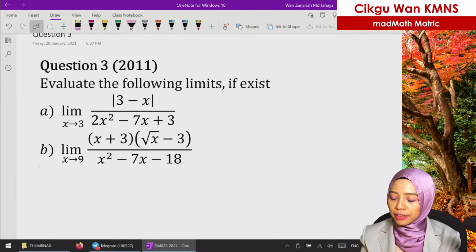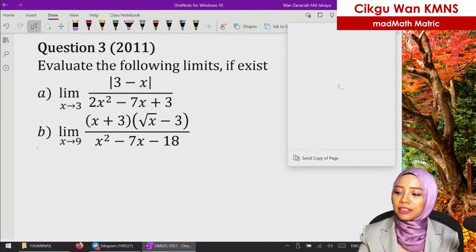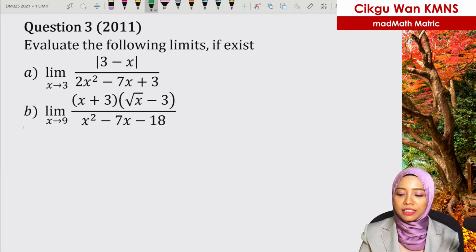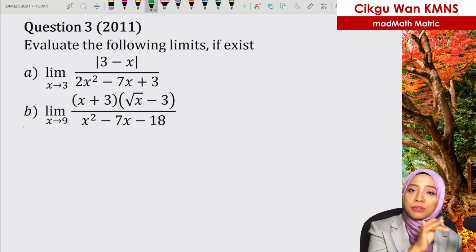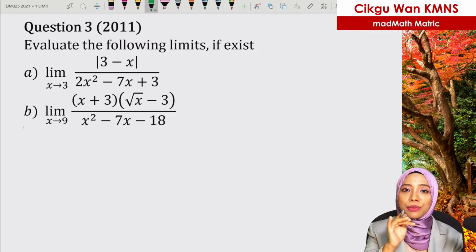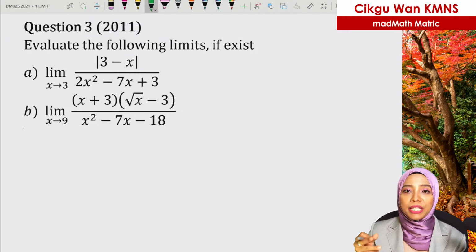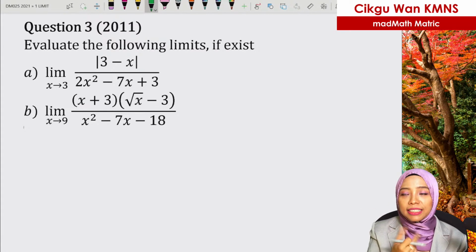Question 3. It gets tougher and tougher, but it's actually the same. More or less all the same, only the way you factor. Sometimes you have to factor out the negative so that it can be equal to the denominator, then only you can cancel out. But sometimes you have to factor out values, like just now we took out 3.